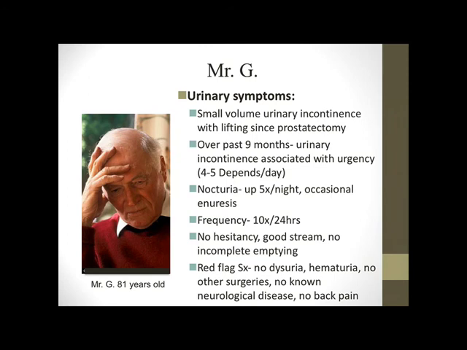And then in terms of his urinary symptoms, he has small volume urinary incontinence. After his prostatectomy in 1990, he noticed small volume urinary incontinence just with lifting. And he went on fine for years. But then over the last 9 months, he's had urinary incontinence associated with urgency. And that's really bothersome to him because he actually has to use 4 or 5 Depends a day, and he's really sick of that. He also has nocturia, so he gets up 5 times a night to use the washroom, and that's only happened more recently with occasional enuresis.